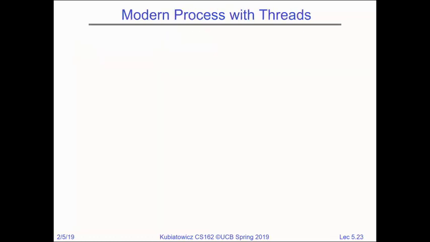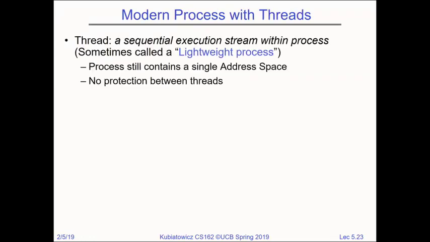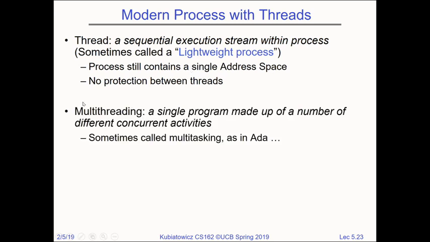Okay, so now let's talk about modern processes with threads. A thread is a sequential execution stream within the process. Sometimes they're called lightweight processes, but this is a very bad terminology, because a process is really about the combination of threads and execution context, which is threads and address space. There's no protection between the threads that are within here. Multi-threading is typically a term that means a single program made up of a number of different concurrent activities. Sometimes it's called multitasking.